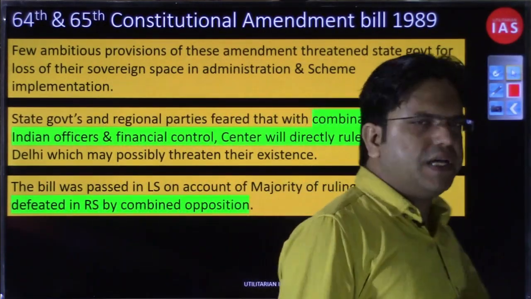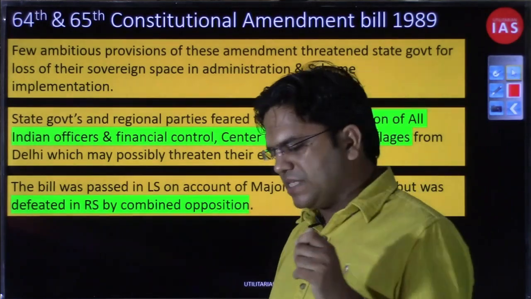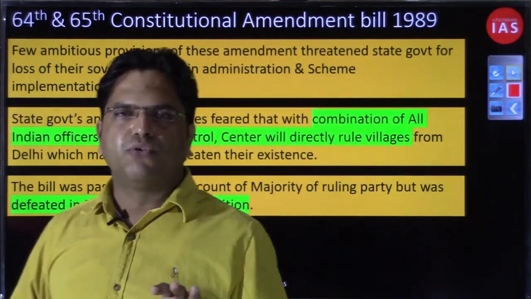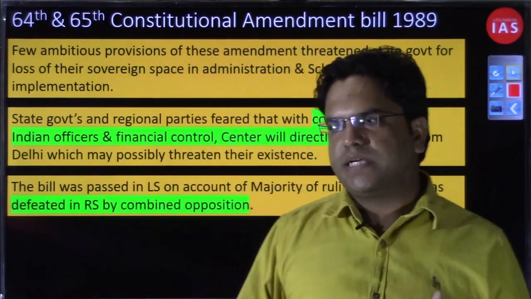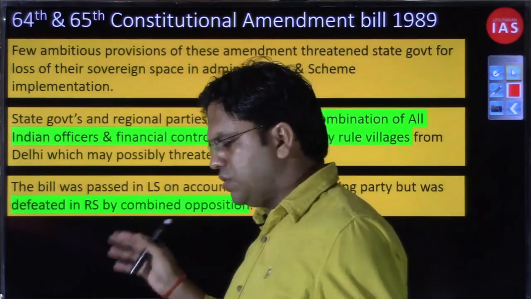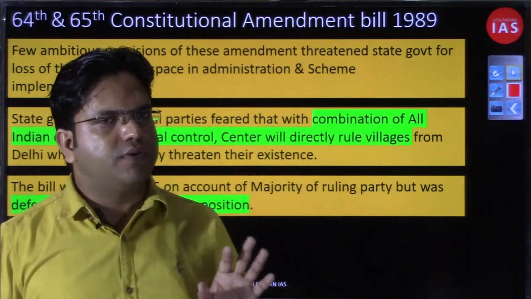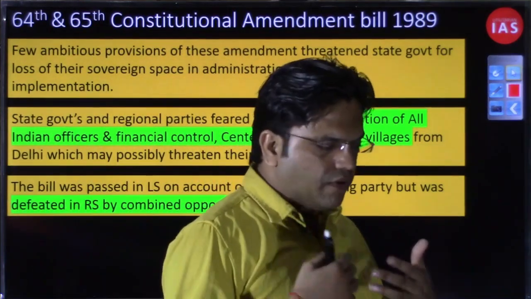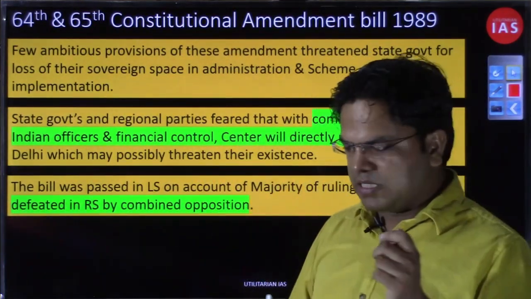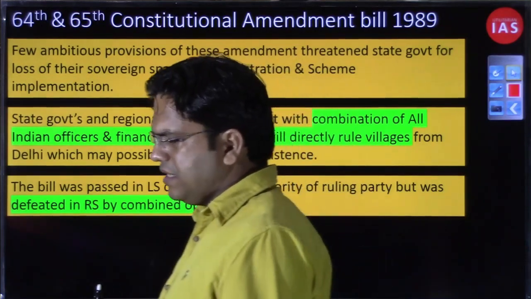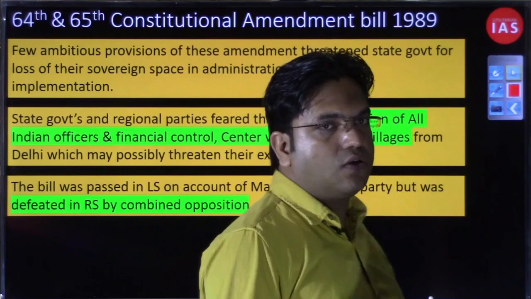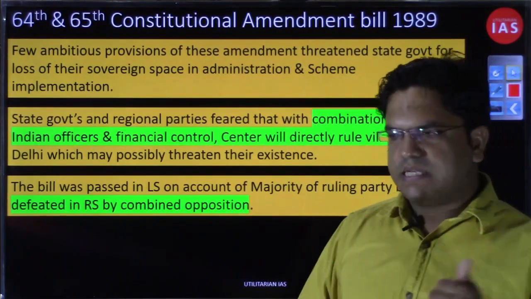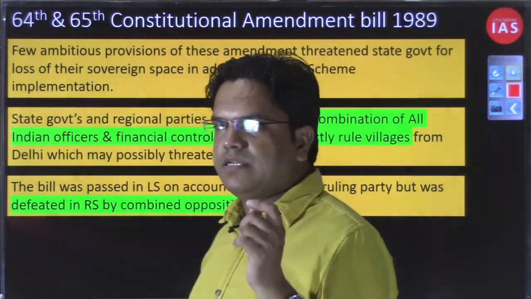So the apprehension of various regional parties or state parties was that the kind of role that had been created in these PRIs for the district magistrate or IAS officer at the Zila Parishad level was very ambitious. They had been given a very ambitious role. They had very extensive powers, and in those times, during Indira Gandhi's time and Rajiv Gandhi's time, this IAS officer, along with the governor, also used to work as an agent of the center.